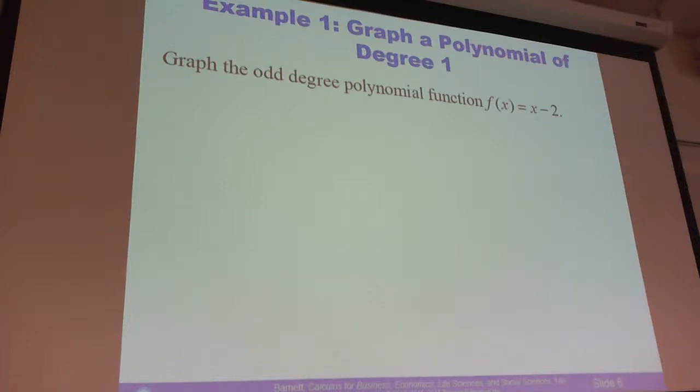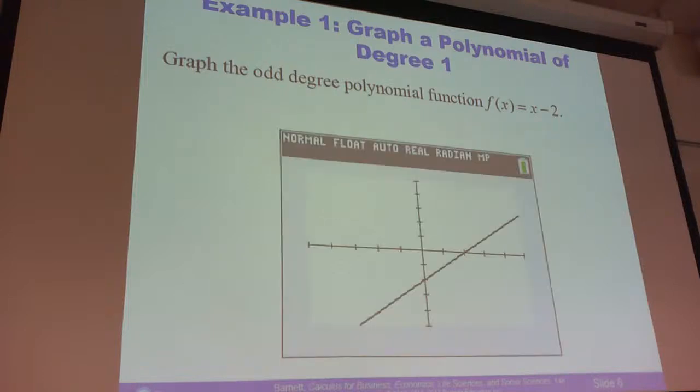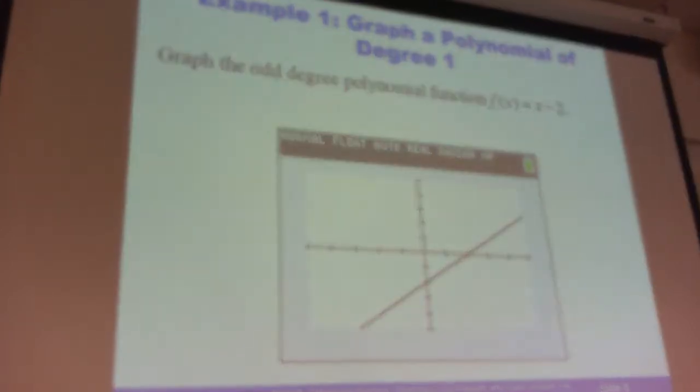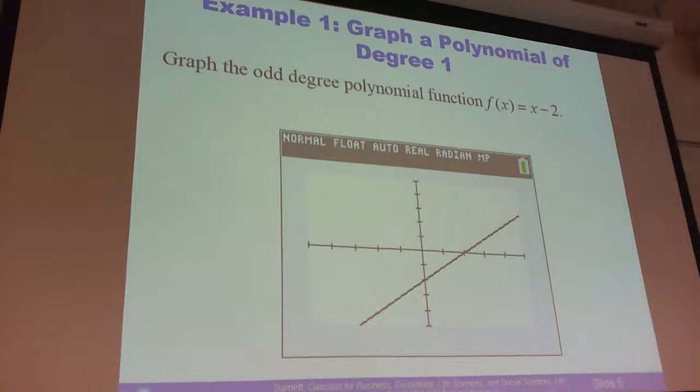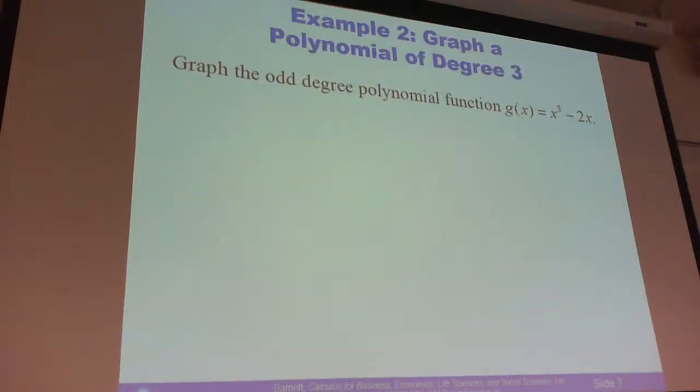What's the degree of f of x equals x minus 2? What's the degree of that polynomial? 1. X to the 1. It's linear. It's going to be going either upward or downward. We talked about linear before, but that is what a polynomial of degree 1 would look like. Okay? And it's odd.